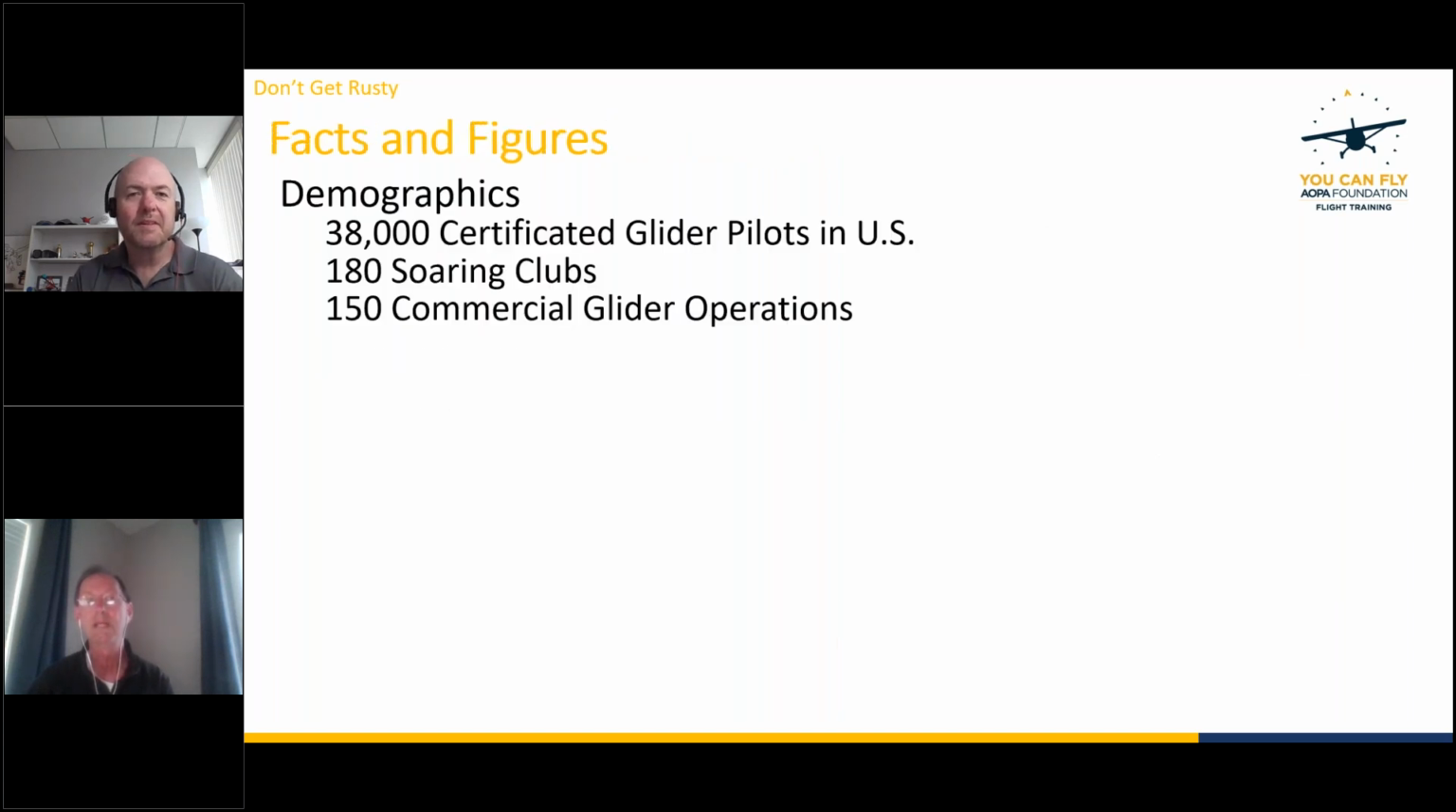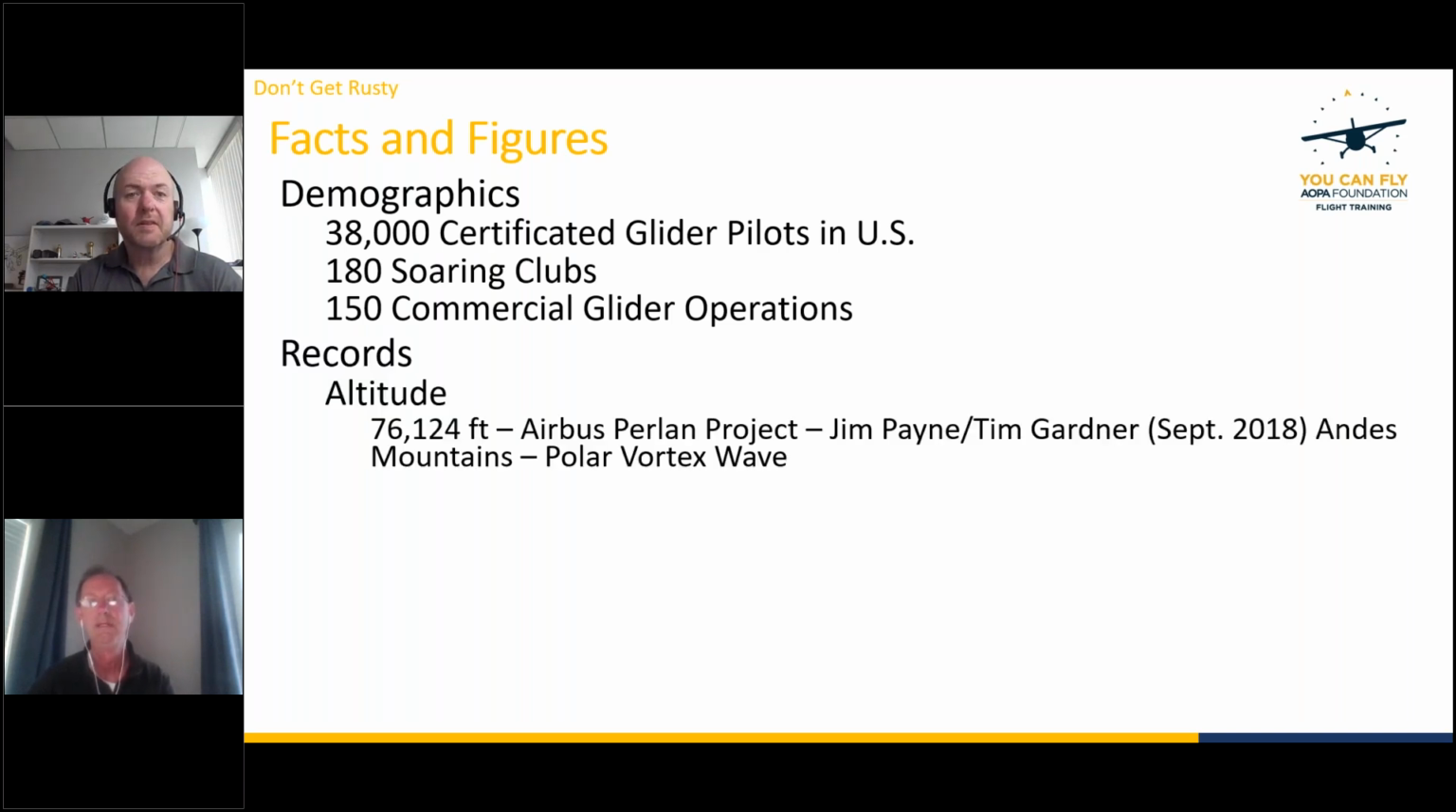A couple interesting facts and figures, number of glider pilots and clubs and commercial operations in the US. The altitude record in a glider is a little over 76,000 feet set by the Perlan project back in 2018, flying something called a wave effect called the polar vortex over the Andes Mountains. The Perlan project is currently back in Argentina right now. Their objective is 90,000 feet in a glider.